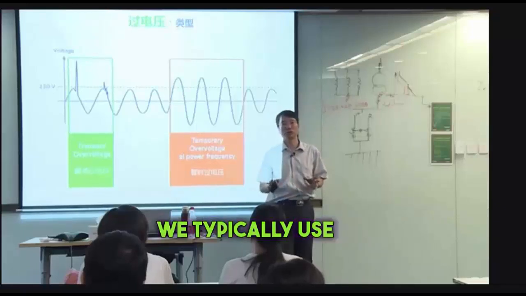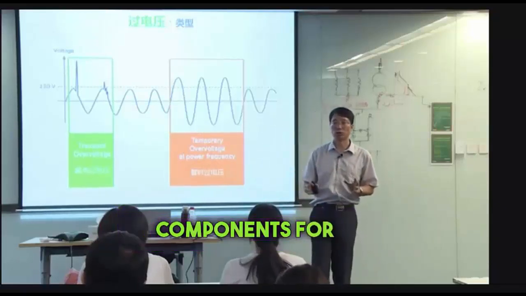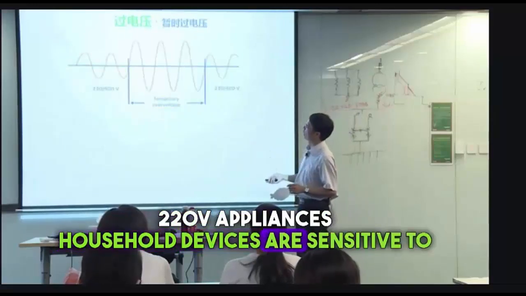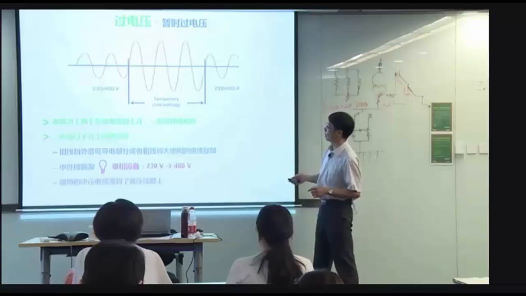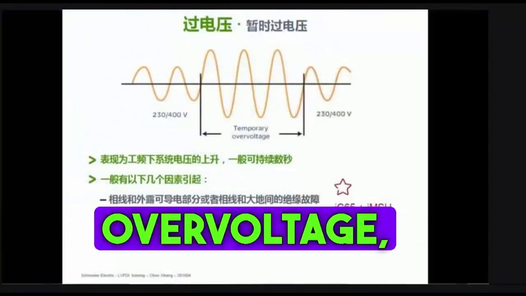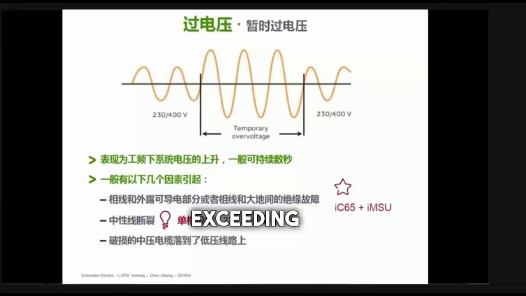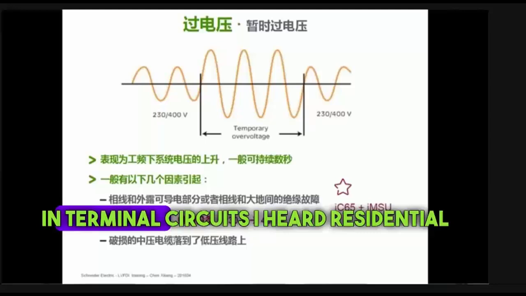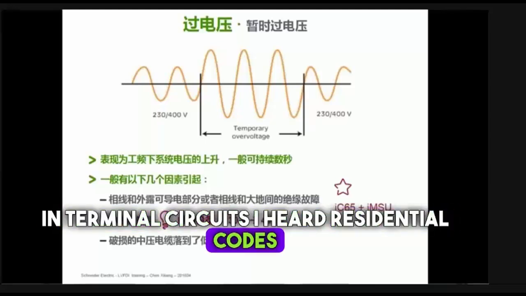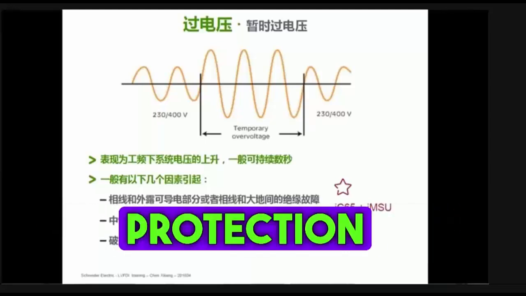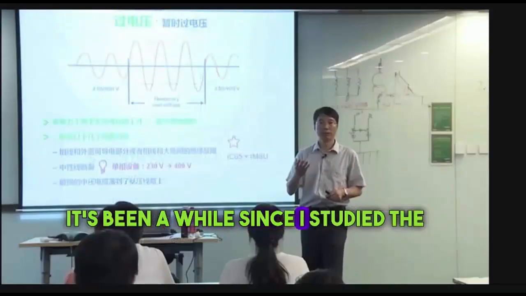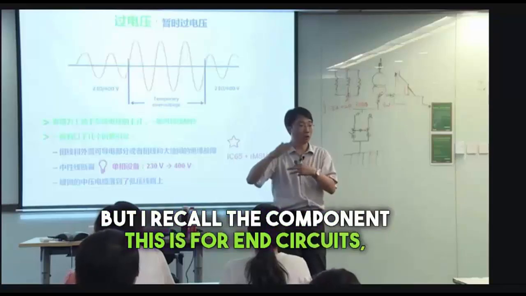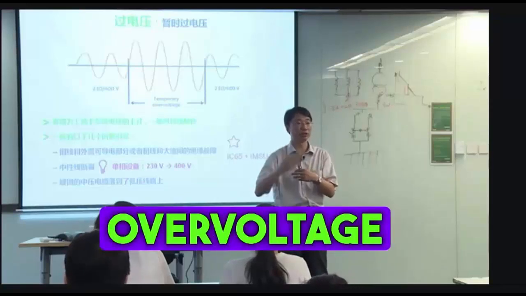We typically use overvoltage protection components for 220V appliances. Household devices are sensitive to temporary overvoltage. A broken neutral wire can cause overvoltage exceeding 220V. So we need special overvoltage protection in terminal circuits. I heard residential codes now require this protection. It's been a while since I studied the specifics, but I recall the component. This is for end circuits, but for transient overvoltage.